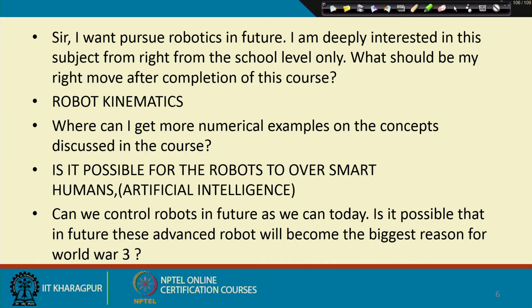The next query is: is it possible for robots to outsmart humans through artificial intelligence? Now, I have already mentioned, the robots are never going to fight with human beings. In fact, we are designing and developing the robots just to serve our specific purposes. So, the robots will always be within our control. We human beings will be able to control the robots. Robots are never going to control human beings. The reverse is not true.